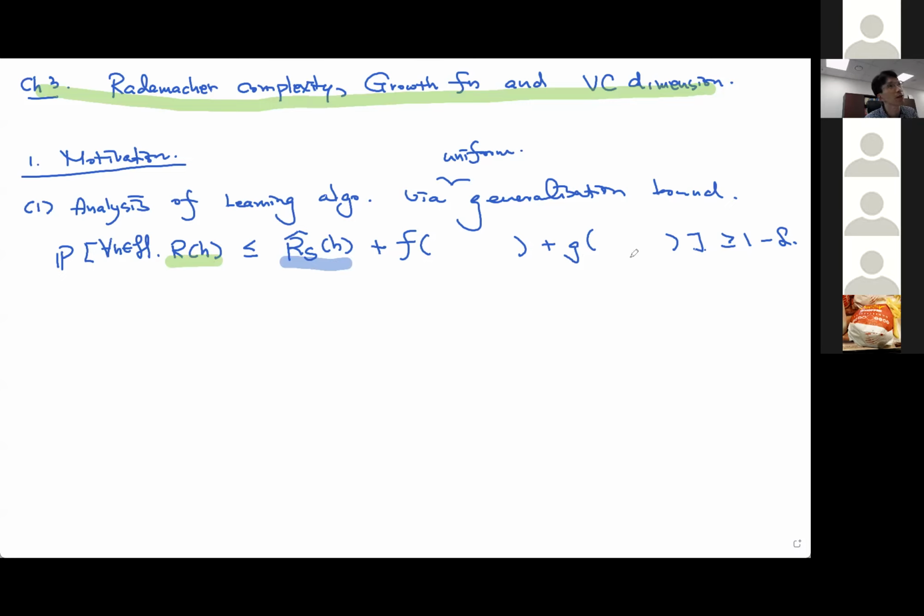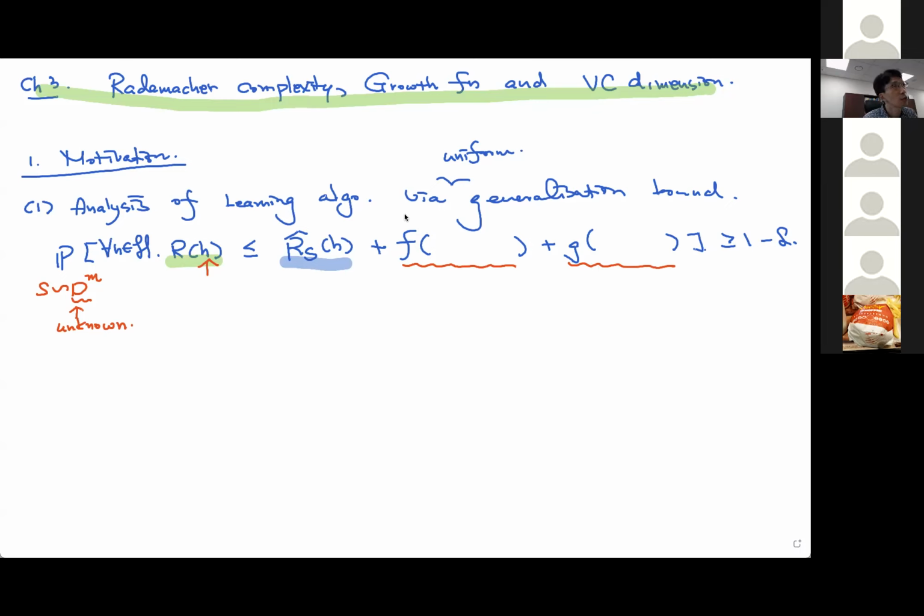Now the question is, what do this F and G actually look like? Let's make this problem a little bit more explicit. The sample S will be sampled from distribution D, which is an unknown distribution. By uniform upper bound, we mean that F and G do not depend on small h, so it applies to everything in the hypothesis set, capital H. The small f usually measures the complexity of our hypothesis class with respect to the problem that we have right now. And G is more related to the error coming from sample-based estimation.